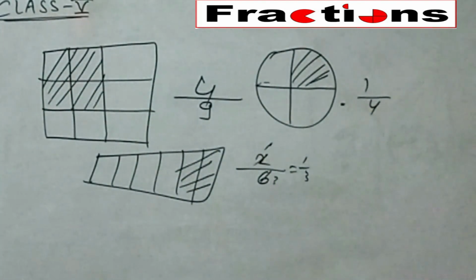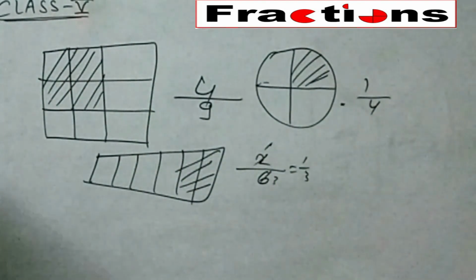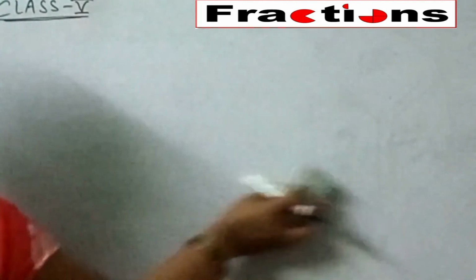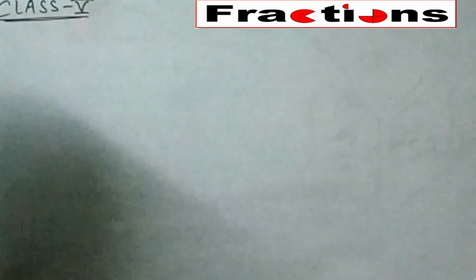So these are the ways, and two things we learned here: how to find the equivalent fraction, and how to write the shaded part of the given diagram as a fraction.